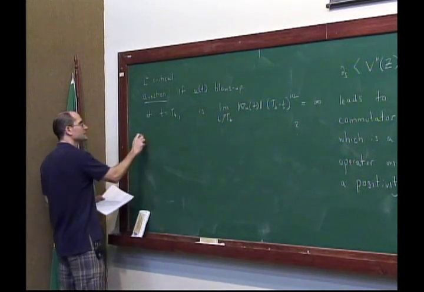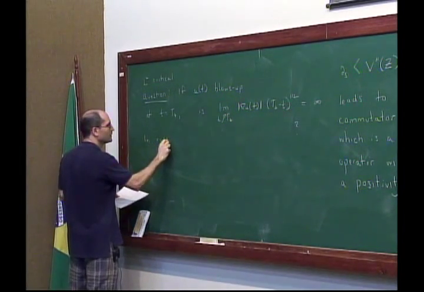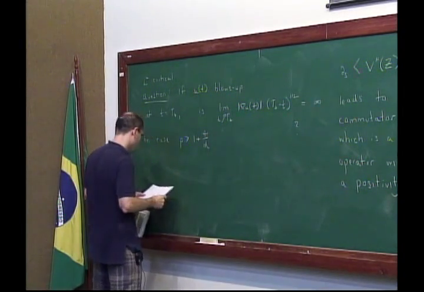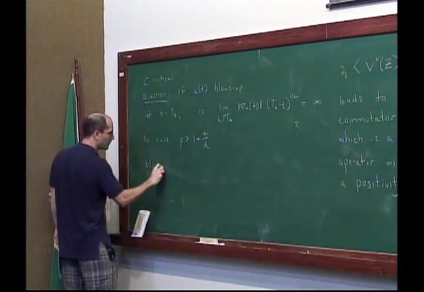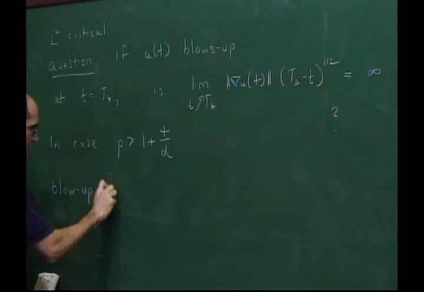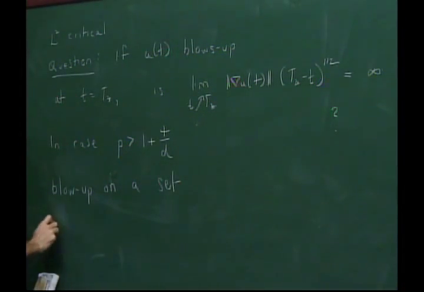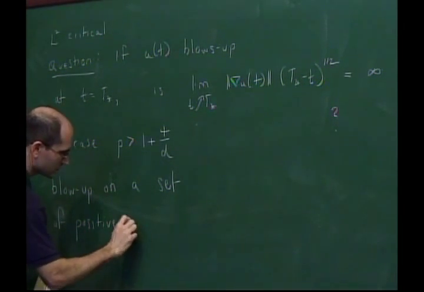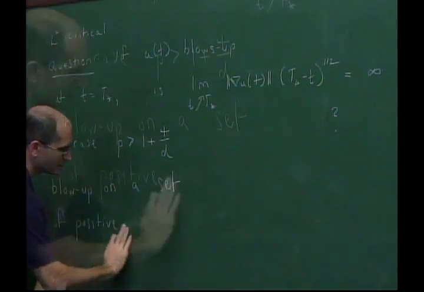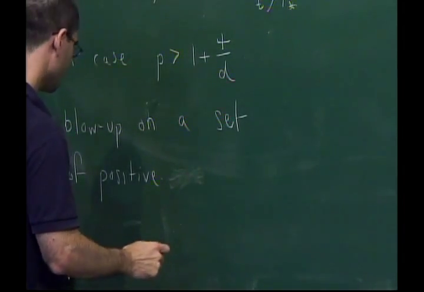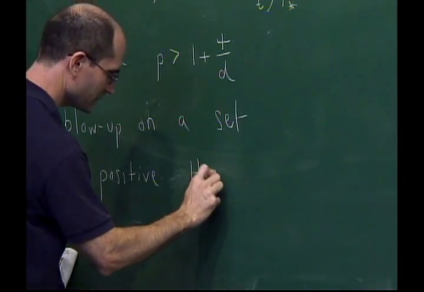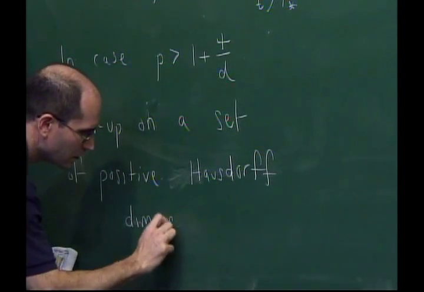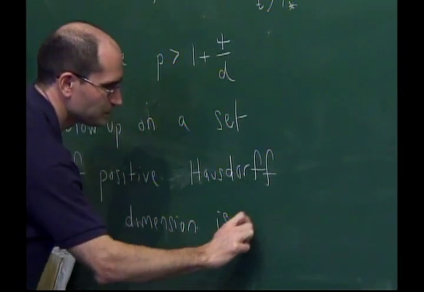Well, what we can do is, in the case p bigger than 1 plus 4 over d, blow up on a set of positive Hausdorff dimension is possible.